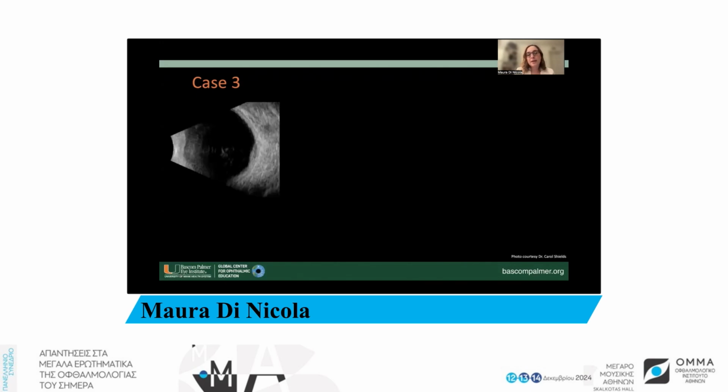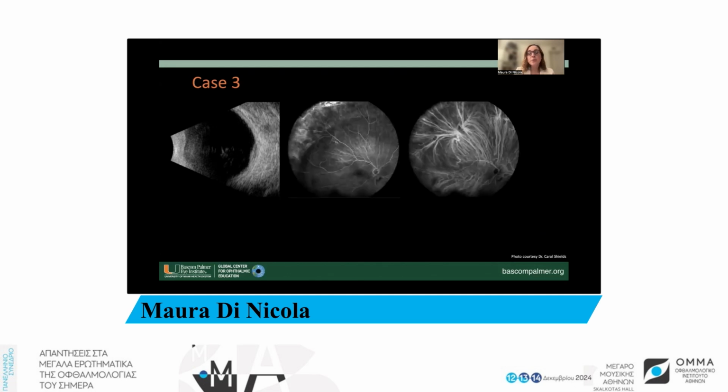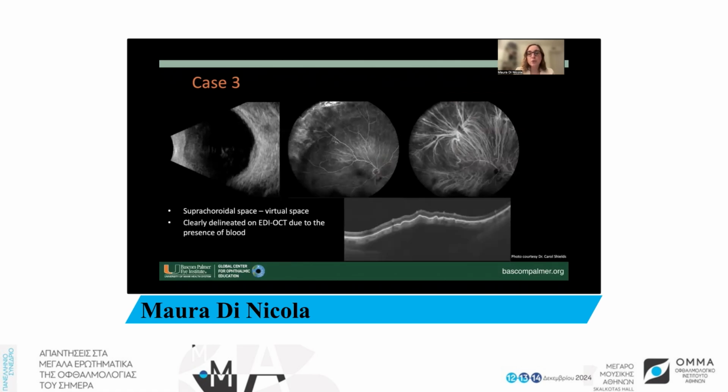Here, when we get the B scan, this is a little bit non-specific. The lesion appears somewhat hollow, with low reflectivity. And when we get fluorescein angiography and ICG, it almost seems like there's no lesion there. So this doesn't really help us. It doesn't really highlight much. It doesn't really indicate much. So the clue here really is the OCT. When we obtain the OCT across this lesion, we can see that the lesion is actually located in the suprachoroidal space, which normally is a virtual space.